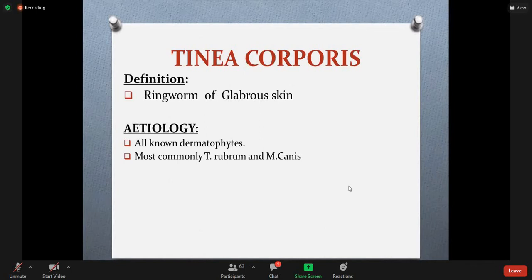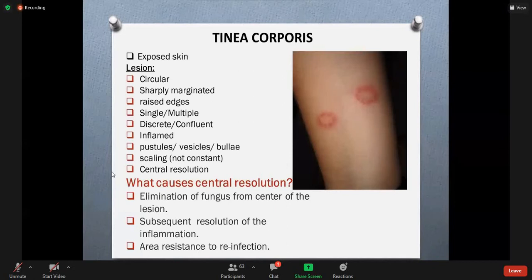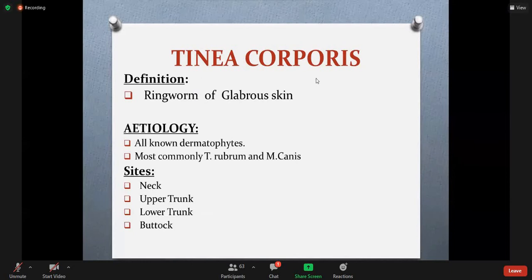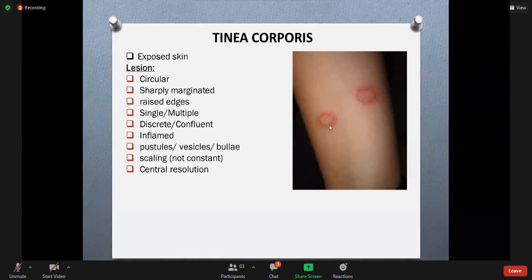Okay, but it can be present over the neck, upper trunk, lower trunk, and buttocks. Okay, this is the presentation of Tinea corporis. It can be solitary, it can be multiple. Sometimes they coalesce to form a bigger plaque. They are usually annular lesions.